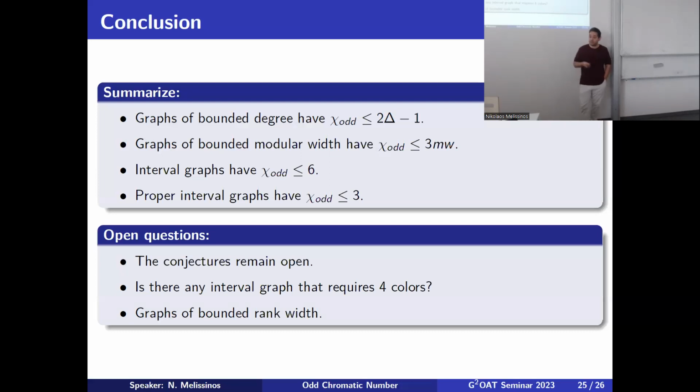And finally, one interesting question is graphs of bounded rank width. This is interesting because for rank width, there exists an algorithm that is FPT by rank width plus the number of colors. So if we manage to bound the number of colors, then we have an FPT algorithm only by rank width. So this could also be something of interest.